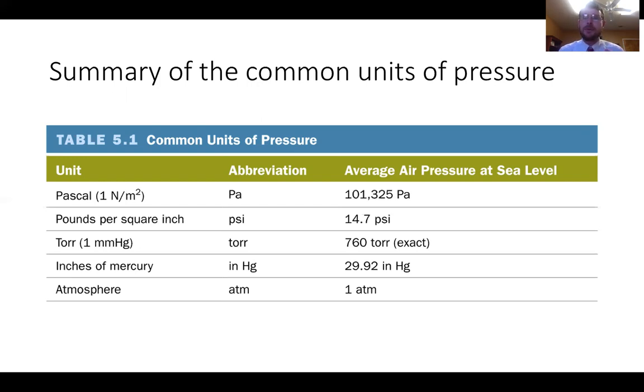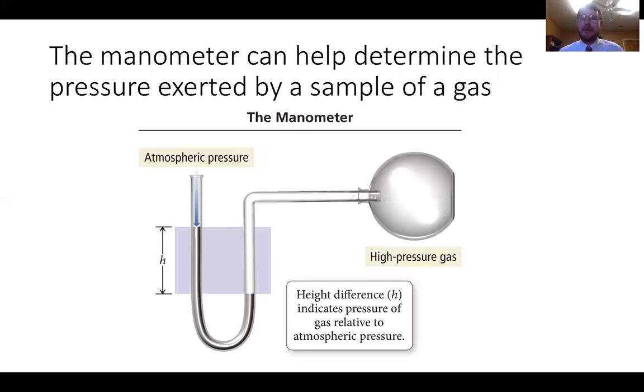And so then how can we measure the pressure of a gas, let's say, versus the atmospheric pressure? We can use something known as a manometer. A manometer can help determine the pressure exerted by a sample of gas, looking at, again, millimeters, usually mercury.